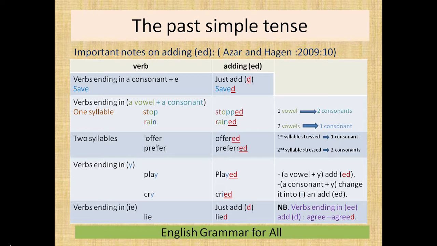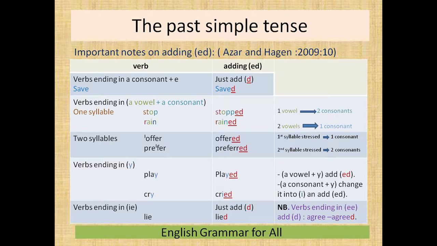As for the two syllable verbs, like for example the verb offer and the verb prefer, we have to look at the stress here. The verb offer, the stress here is on the first syllable, so we just add the ed. As for the other verb prefer, we notice here that the stress is on the second syllable, so we have to double the final letter, which is here the r, and then add the ed. So generally speaking, two syllable verbs, if the first syllable is stressed, just one consonant. If the second syllable is stressed, we have two consonants at the end of the verb, and then we add the ed.